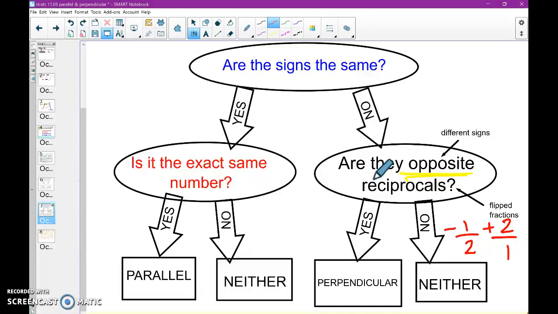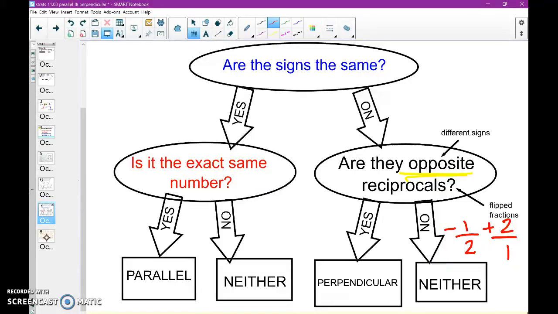If it is yes to both of those pieces, they are perpendicular. If no, if they're not different signs or they're not reciprocals, one of those two things, then they're just neither. They're intersecting lines again, like we said before. So this is kind of a flow chart, hopefully to help you as you go through the next activity. Once you've filled in this, feel free to pause, by the way, and rewind if you need to fill in different pieces of this flow chart.